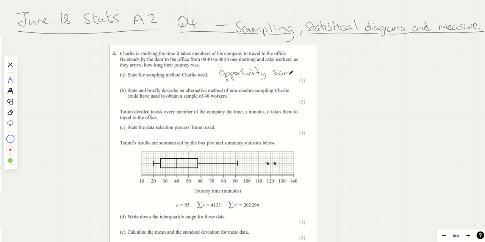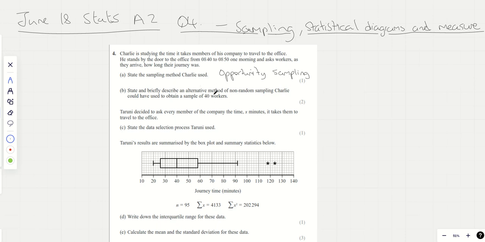Sometimes it's referred to as convenient sampling as well, because it is just convenient. That's because Charlie's not taking any effort to do anything random. He just stands at the door between these particular times and asks workers as they arrive how long their journey was. You can see why you don't necessarily desperately need a random sample, and it seems like a sensible way of doing the sampling, but it's a non-random sample, so it's not going to be as fair as conducting a random sample. But yeah, that's opportunity sampling.